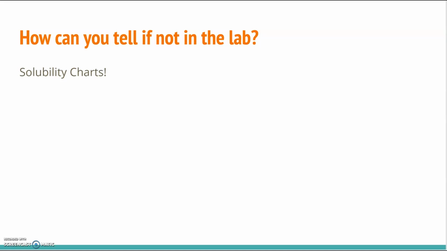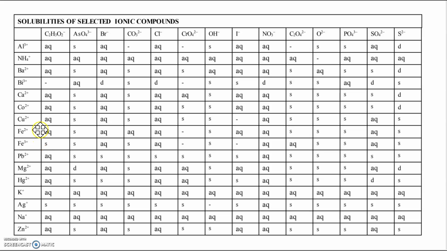So how can I tell if I'm not in a lab if a reaction will take place? Well, we have something handy called a solubility chart. And that tells you if things are soluble or not soluble in water. So we know these terms. AQ means aqueous, which means it's soluble in water. Solid means it is not soluble in water, and that would form as a precipitate. We just have, I think, one or two D's here. D's mean it actually decomposes and breaks apart.